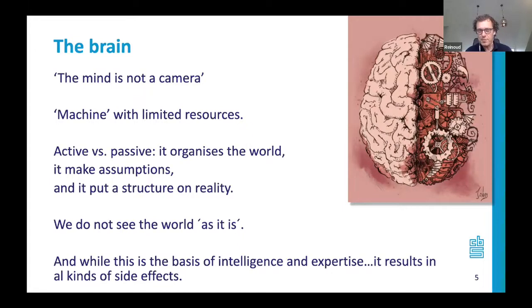It is active versus passive. It organizes the world, it makes assumptions, and it puts a structure on reality. So we do not see the world as it is. We actually see the world as our brain wants us to see it. And while this is the basis of intelligence and expertise, it also has all kinds of side effects.